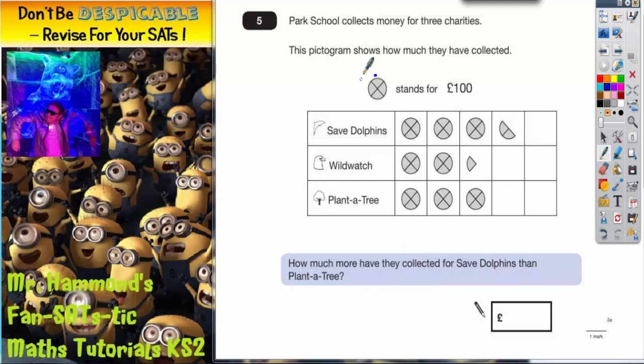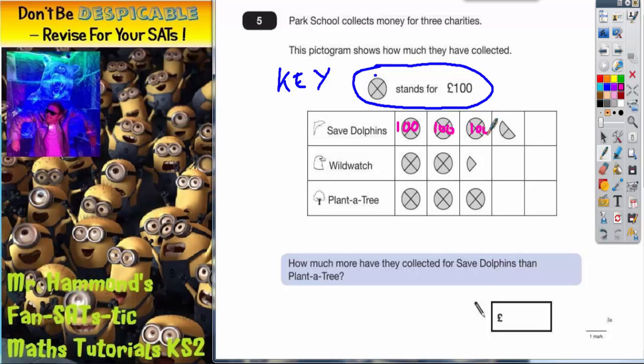Now, the most important thing on any pictogram is the key. This here is your key, and it tells you what each picture is worth. So we know that a full circle, so four parts of the circle, stands for £100. So the easiest thing to do is actually write on each full circle £100. So this is a full circle, this is 100, full circle 100, full circle 100.